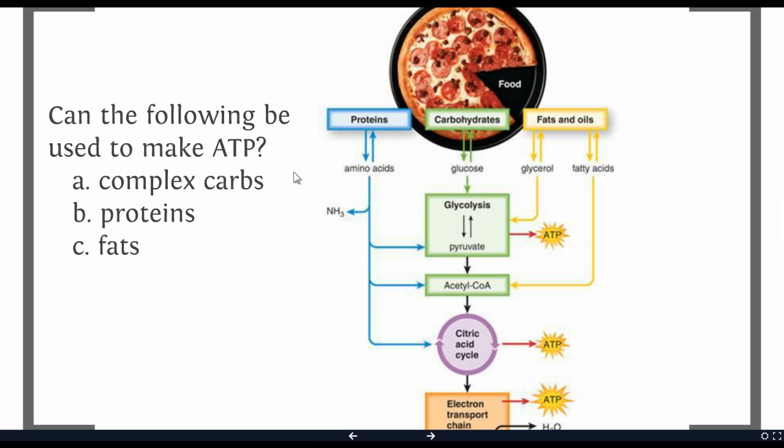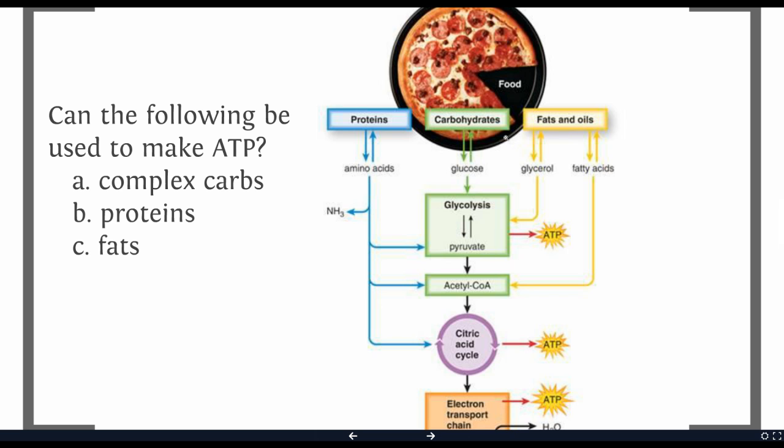You can also produce ATP from proteins. First, you have to get rid of the amino group because that's not part of this chemical reaction. And then some of the other parts of amino acids can be used to make pyruvate, acetyl-CoA, or other intermediates in the citric acid cycle. Unfortunately, when you break off these amino groups, they can build up and actually get toxic in your body. And proteins are sort of our last resort for generating energy. We want to use carbohydrates, fats, and oils as much as possible.